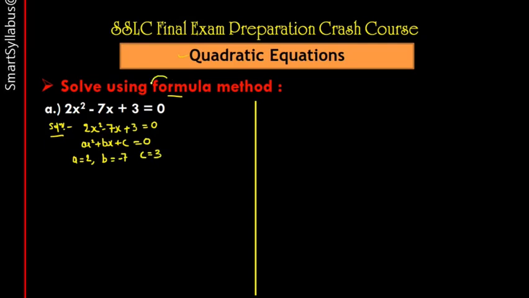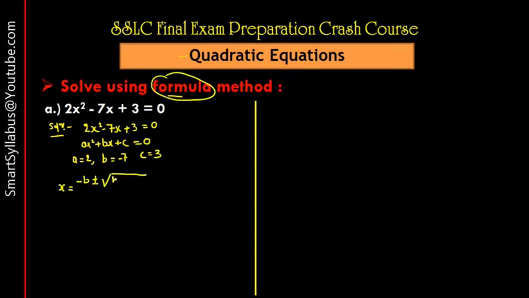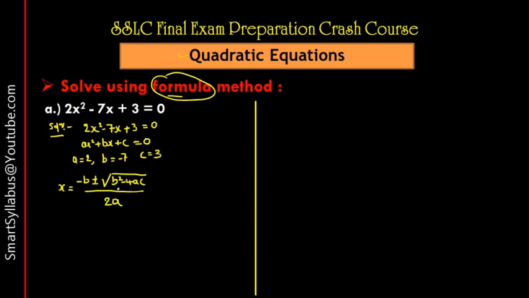Now, since it's by formula method, we must write the formula. The formula is x is equal to minus b plus or minus root of b square minus 4ac, upon 2a. This is the formula which is going to help us solve quadratic equations. Now substitute the values of a, b, c in this formula and go on solving. At the end we'll get the values of x.